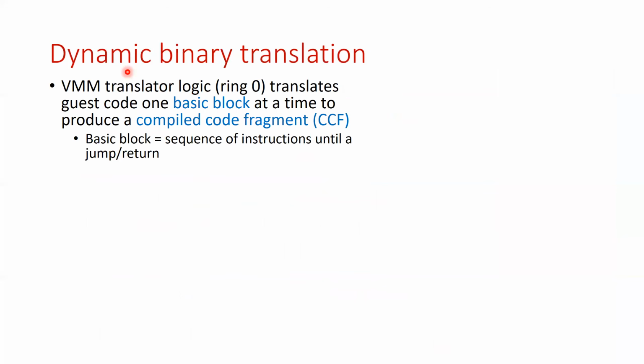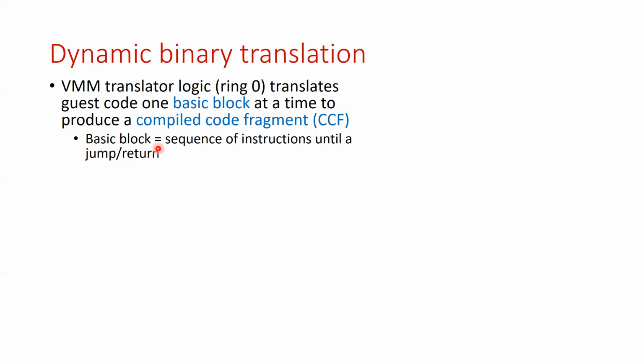So another thing to notice is that this translation is dynamic. You don't translate the entire guest OS binary. Instead, the VM translator logic, the VMM's code, which does this translation, this runs in ring 0, of course, right? The translator runs in ring 0. The translated guest code runs in ring 1. So what this translator will do, this VMM code, it goes to the guest, fetches one basic block at a time, translates it to what is called a compiled code fragment or a CCF, and then jumps to ring 1 to run this guest OS code.